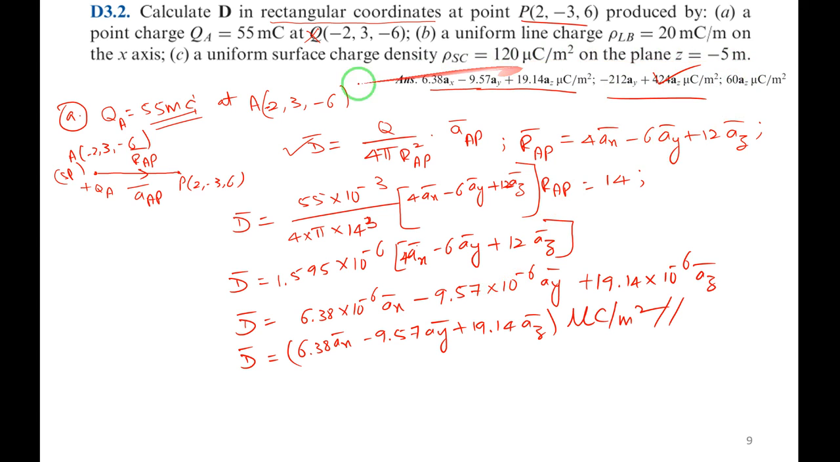So part D I am leaving to you. Just a hint for part C: rho S is given as 120 microcoulomb per meter square and it is on the plane Z equal to minus 5 meter. Draw the diagram. Then the formula you have to use: E due to a surface charge is rho S by 2 epsilon naught into the unit normal vector AN, but epsilon naught will not come into the picture for D. You have to find out what AN is. It is AZ, but don't just take it, calculate it, and finally you should get the answer as 60 AZ microcoulomb per meter square.